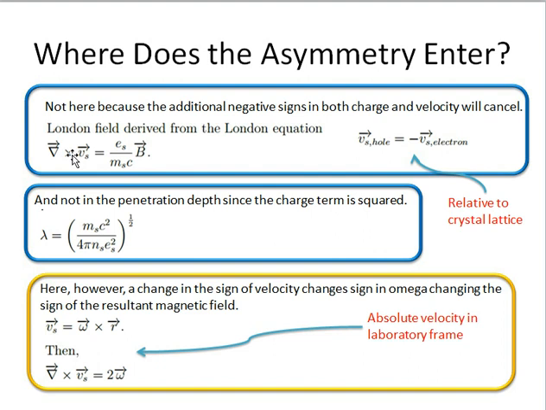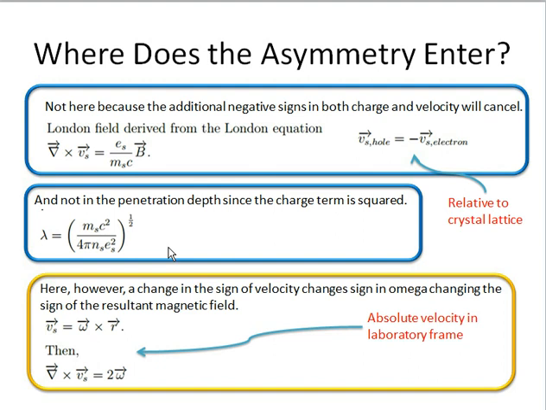So okay, that's not it. The penetration depth equation itself doesn't tell us anything because the charge is squared, and so if I try to change the sign of the charge, I'm going to wind back up. -1 times -1 is 1, and I wind up back where I started, so that's not it.